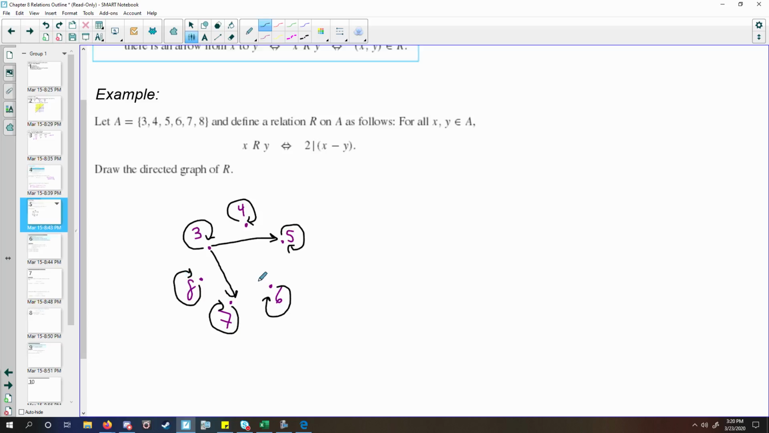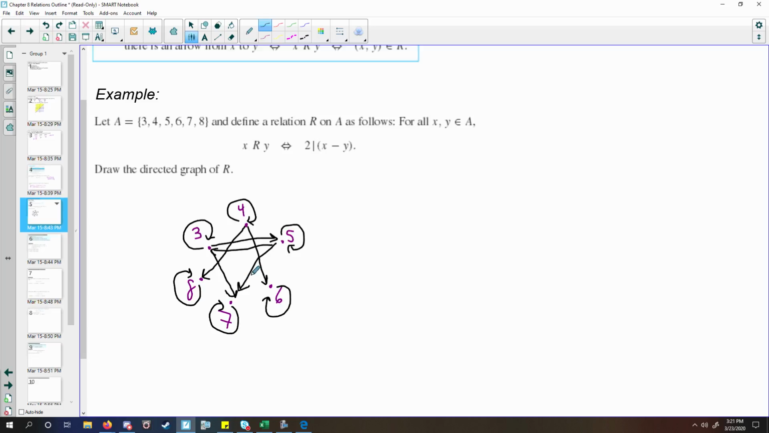Now move on to the next one here. Does 4 relate to 5? No, the difference is negative 1, but it does relate to 6 and it relates to 8. And then we can keep going. So of course 5 is going to relate to 7. Oh, but it's also going to relate back to 3.